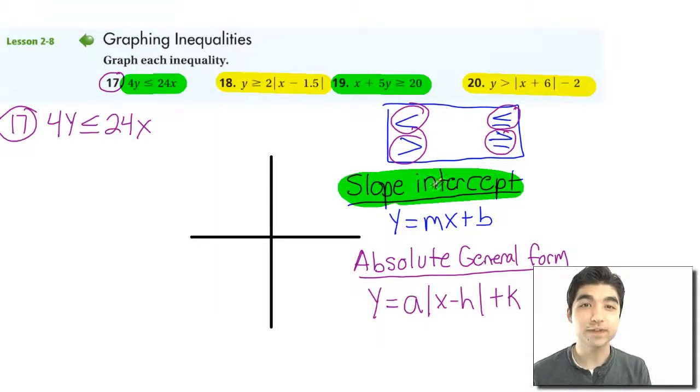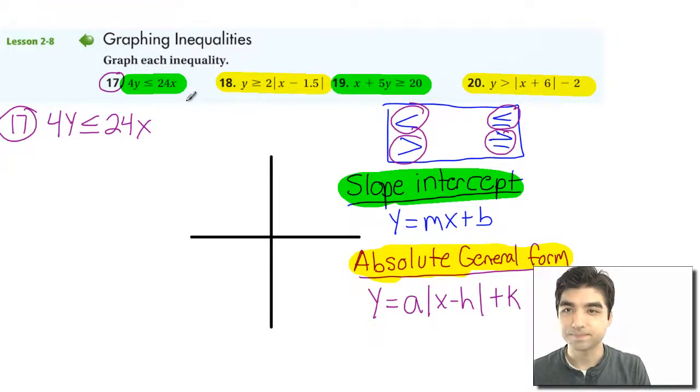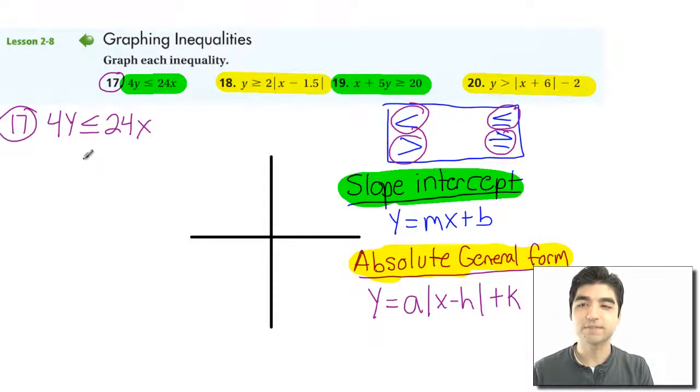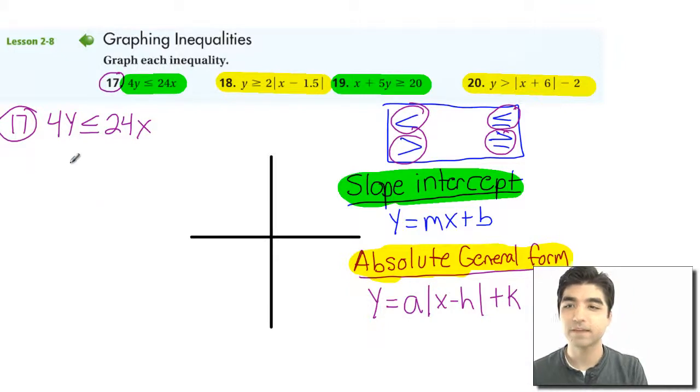And for the absolute value equation, look at this. It's in the absolute value general form. You want to try to get the equation to look like that. And once it looks like that, then you can use certain things that you know about the equation to be able to graph it very quickly. Okay, so let's look at 17. And when you see it, you can first see that it's not in slope-intercept form. It's a linear equation, but it's not in slope-intercept form yet.